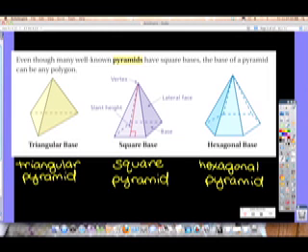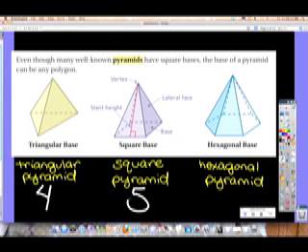Surface area is all about wrapping every single side. Do you have to wrap the bottom part too? Yes. So how many sides does this have? 4 sides to wrap. So triangular pyramid has how many sides to wrap? 4. Okay, go to the square pyramid. How many sides? Are you sure? Okay, 5 sides to wrap.